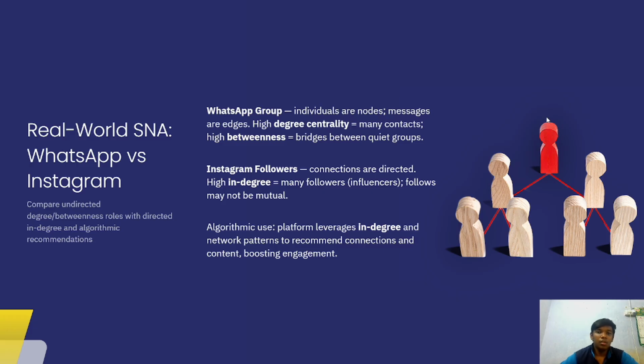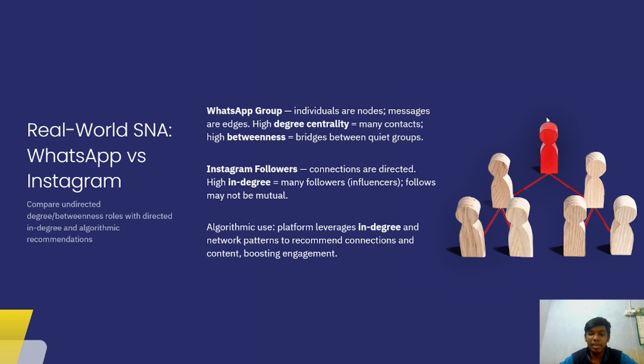Good morning, everyone. Now I will explain how social network analysis works in real life using WhatsApp and Instagram. First, let's look at WhatsApp. In a WhatsApp group, each person is like a node, and the messages between them are the connections.